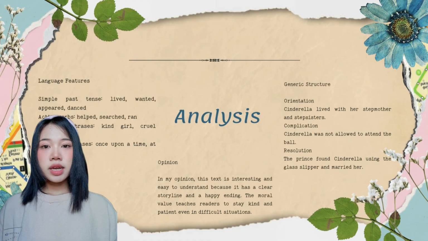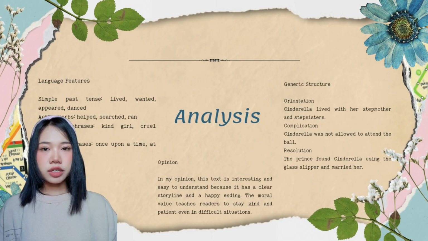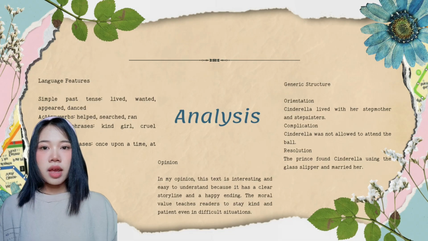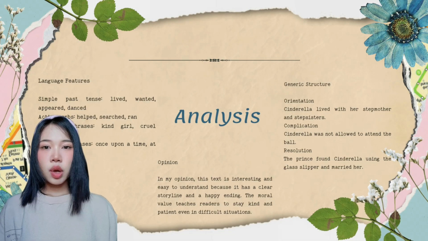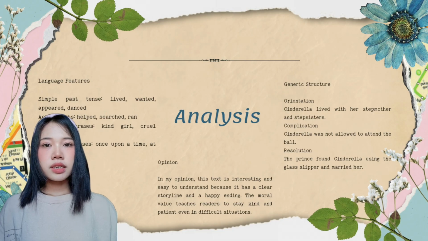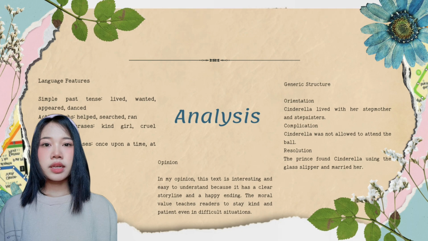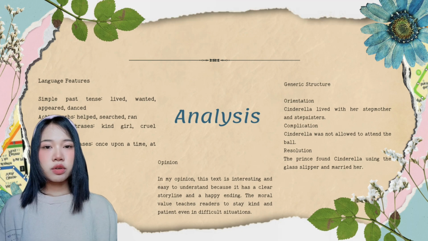Now, let's move to the analysis. The generic structure of narrative text consists of orientation, complication, and resolutions. The orientation is shown when the text introduces Cinderella and her family. The complication happens when Cinderella is not allowed to attend the ball. And the resolution is when the prince finally finds Cinderella and marries her.